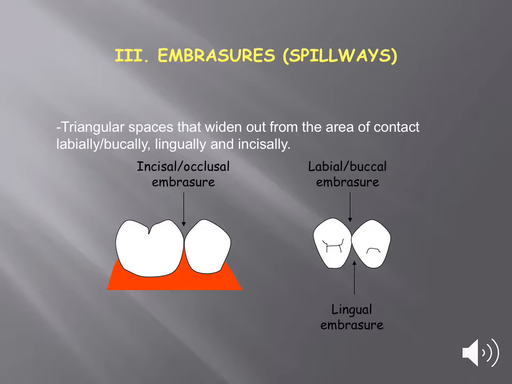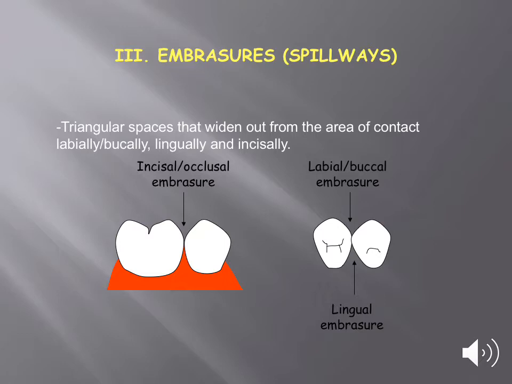spaces embrasures. From a buccal point of view, the space that is created just occlusal or incisal to the contact area is called the incisal or occlusal embrasure. Now, from an occlusal or incisal point of view, looking at the contact area, the triangular space coming from the contact area to the labial surface is called the labial or buccal embrasure. And of course, the remaining space, the space lingual to the contact area, is called the lingual embrasure.